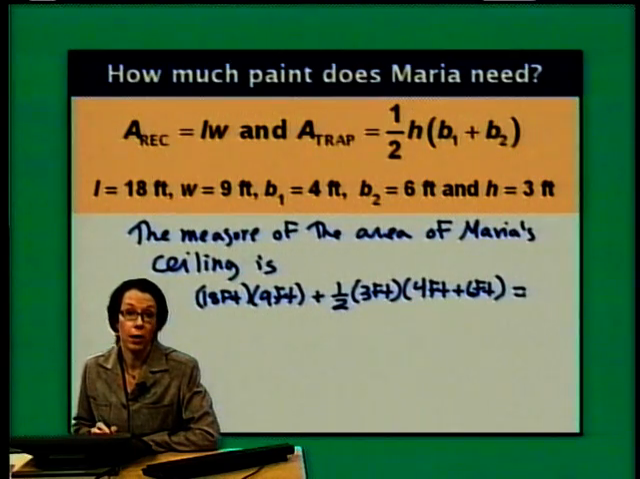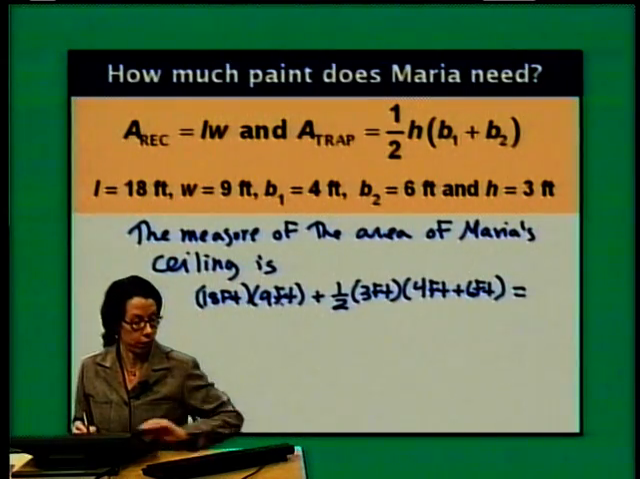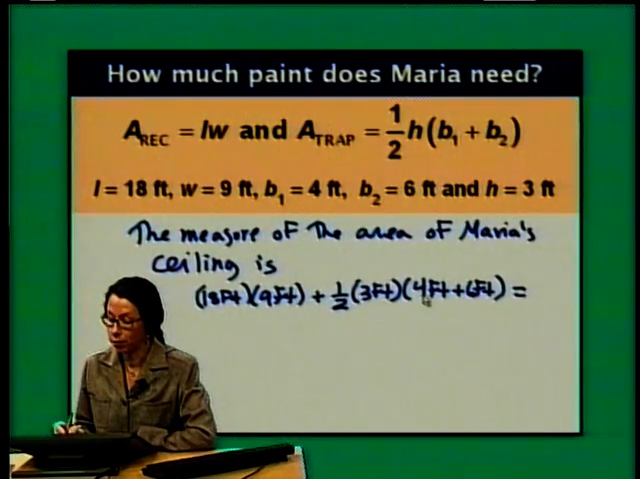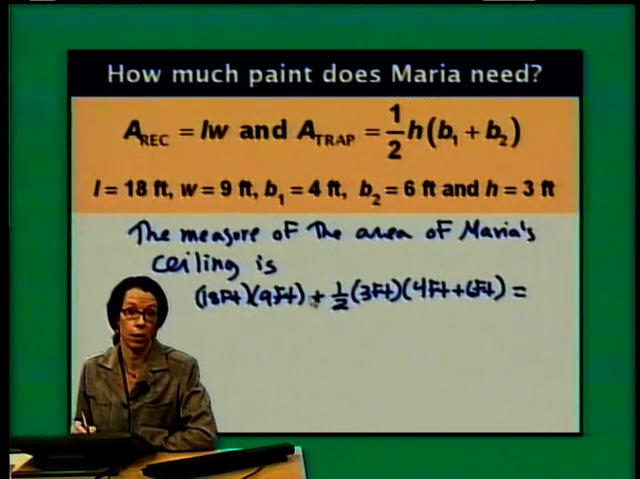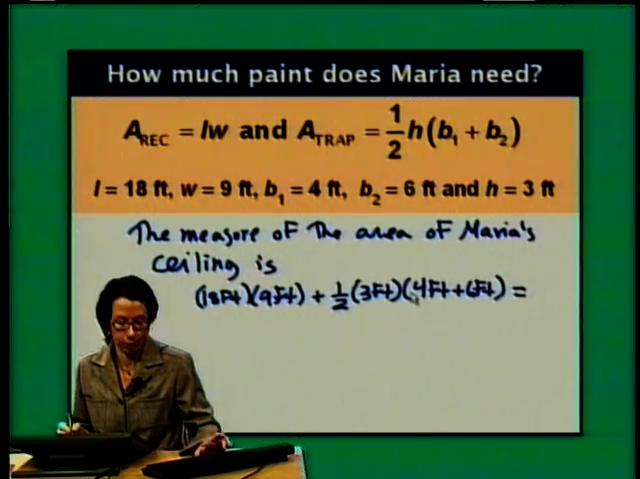So when I look at what I've written here, I see that the units work. I have feet times feet in the first term, that's square feet. And I have feet plus feet, that's feet, times feet, which is also square feet. Square feet plus square feet confirms that I'm finding an area.